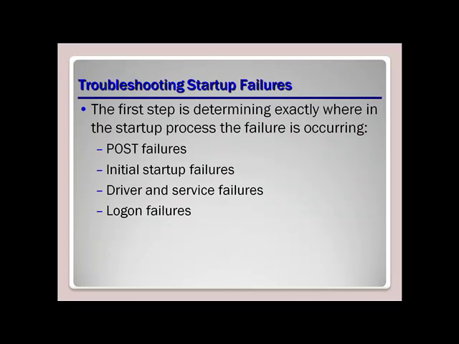Alright, so now that we have outlined those 6 steps, let's talk a little bit about where in the Windows 7 boot process failures occur and what that means to you. Obviously the first step when you have a Windows booting failure is to determine exactly where that startup process is failing. And there are basically 4 distinct groups where you can see those failures: the POST segment, the initial startup segment, when the drivers and the services are being loaded, and last but not least, during the logon phase.